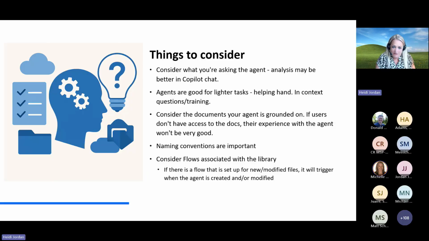Consider the documents that your agent's grounded on. Double check the access so that users can actually see the data and they'll get good results from the agent. Naming conventions are important, I talked about that too. Make sure you have a unique name for your agent, but also consider your flows. If you are building agents in a library and you have a flow that's triggered on new or modified items, just know that the .agent file will trigger your flows. I learned that the hard way when testing, it was triggering flows. So just be aware that it is actually an item in that library.